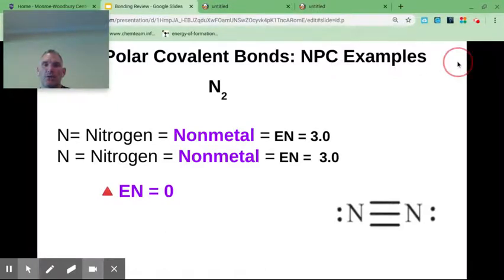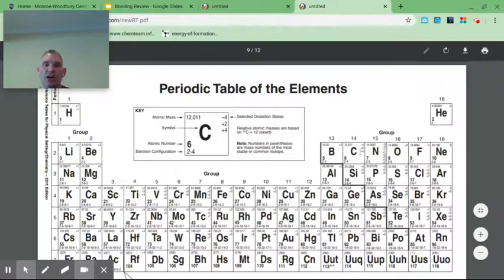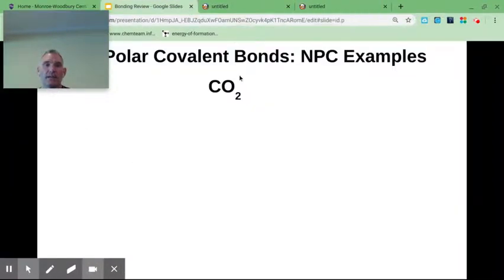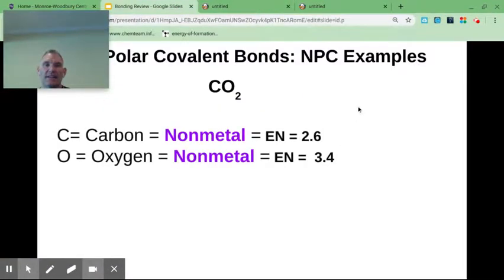Last of our nonpolar examples is CO2. CO2, if I go to my periodic table, carbon and oxygen both from the same side, I know it's going to be two nonmetals. If I go to table S, carbon is 2.6, oxygen's 3.4, and I get a difference of 0.8. Now, CO2, if you can recall from our notes and our discussion in class, CO2 gives me a 0.8, which is a polar bond number.